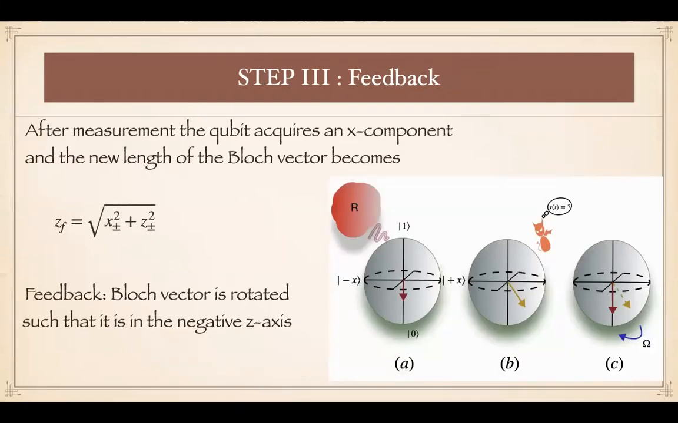So this is just again highlighting what we do. We start with the thermal state, we do the measurement along the x direction, we get to the xz plane, right? And then we do the feedback, which is just rotating it back to the negative z direction. The length of the Bloch vector changes, and we extract the amount as work.